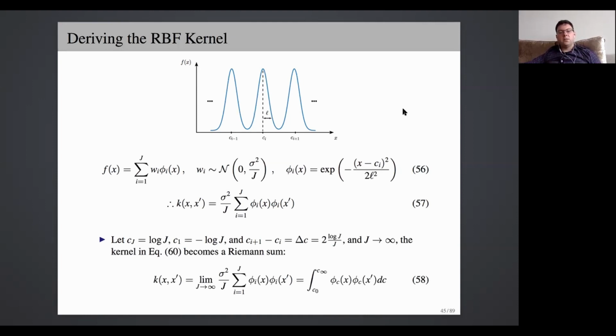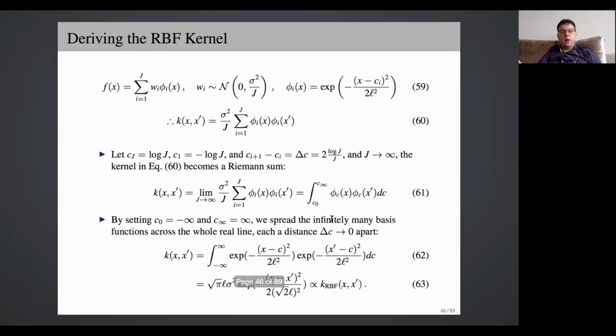We could have, for instance, chosen the endpoints to be root J and minus root J. I just wanted to make sure that the distances between the centers would shrink to 0. That wouldn't be the case if we'd chosen J and minus J, for instance. Okay, so we have this integral. We can substitute in our expression for the basis functions and actually analytically evaluate the integral and recover what's proportional to the RBF kernel. So I'd like you to pause for a moment and really absorb this result. It's really quite extraordinary.